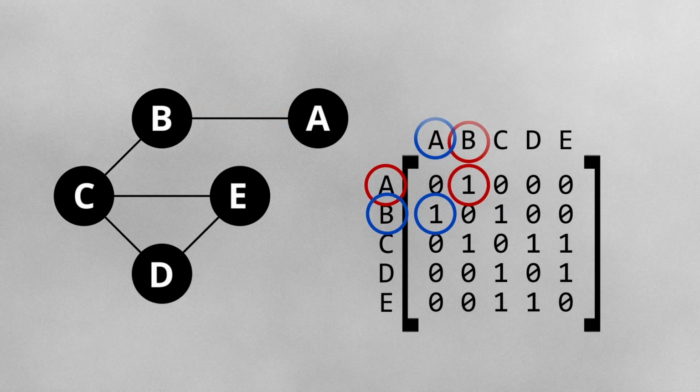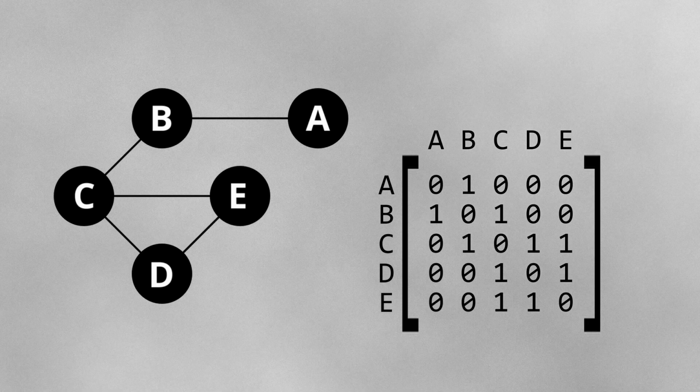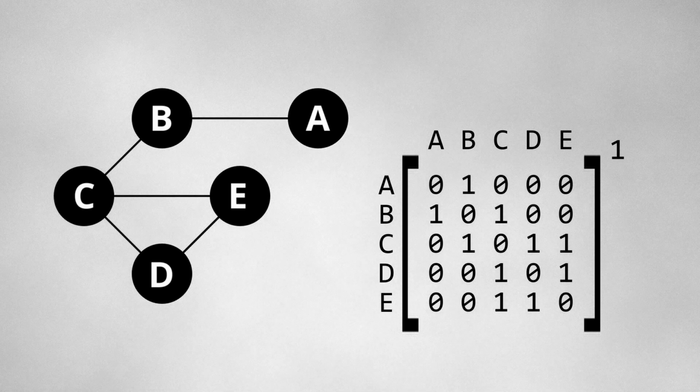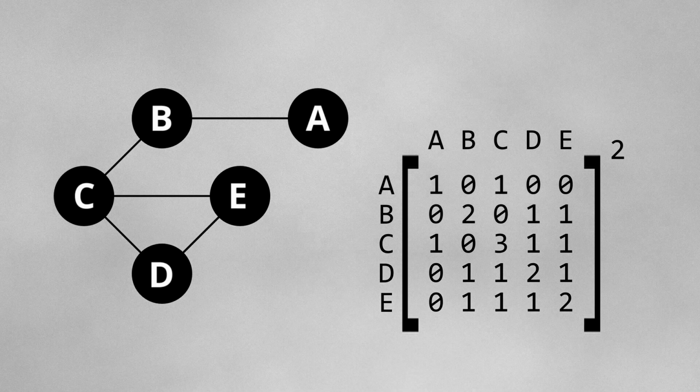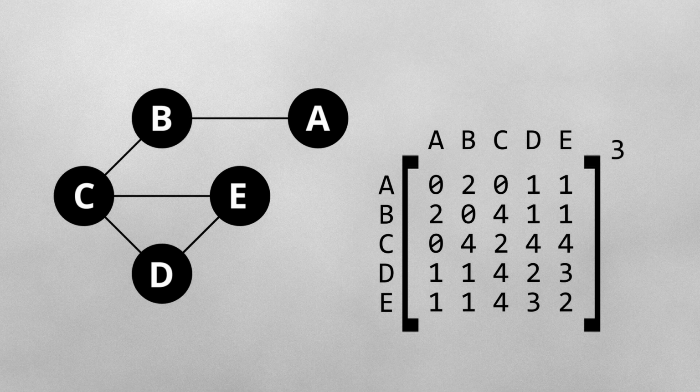Now, the real magic happens when we take this matrix to the power of n. So far we have a matrix to the power of 1, so the matrix itself. If we take the matrix to the power of 2, our entries say how many paths of length 2 exist between two nodes. This is a general rule, so if we take the matrix to the power of 3, then we get the amount of paths of length 3 between two nodes.